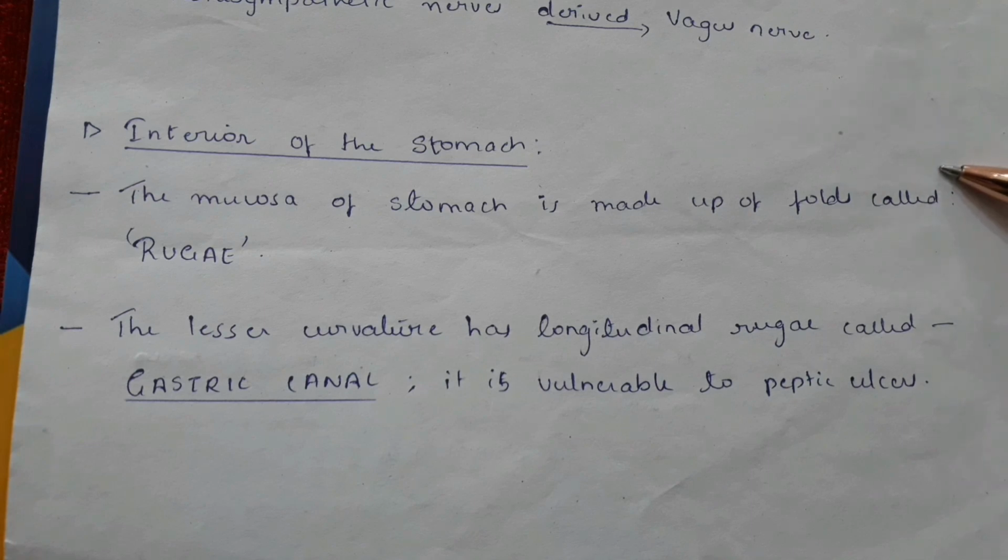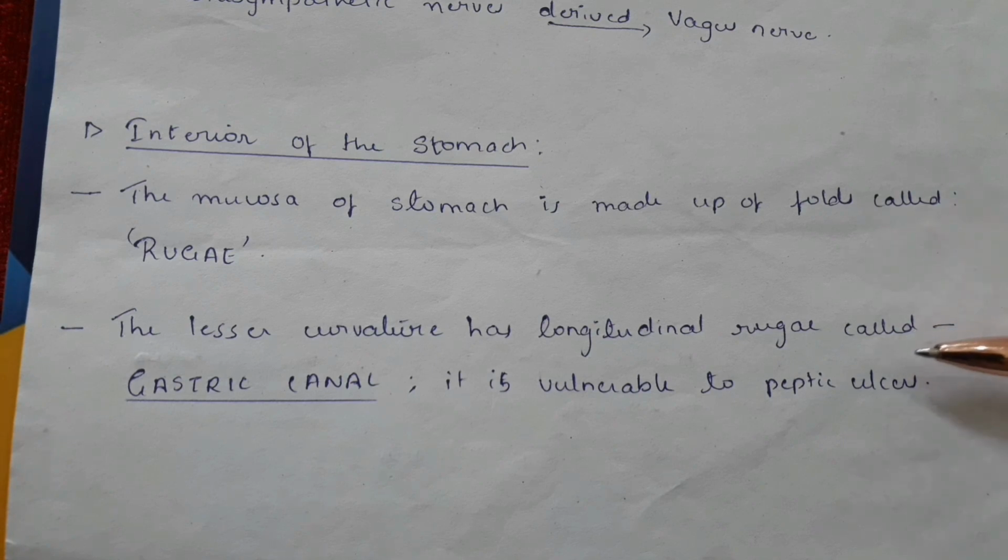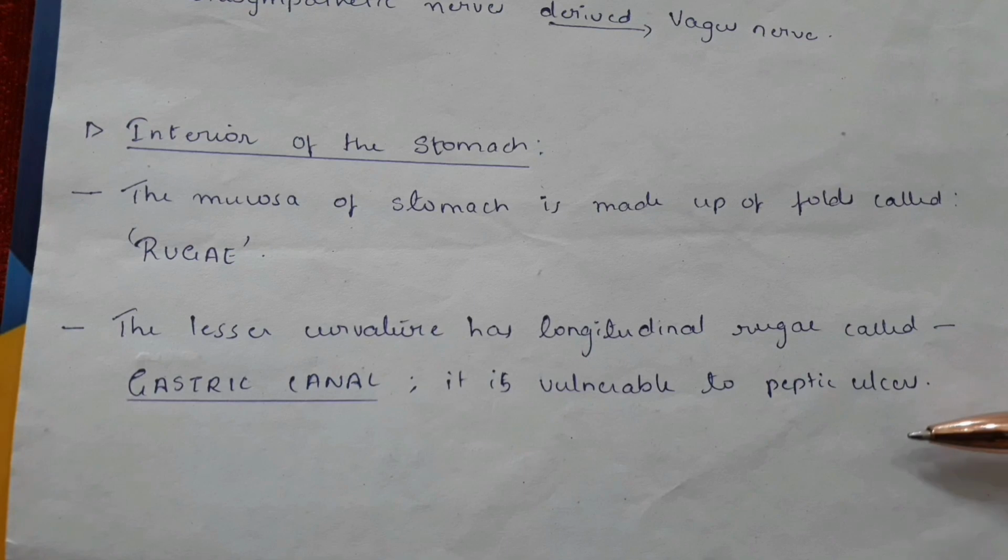Interior of the stomach. The mucosa of the stomach is made up of folds called the rugae. The lesser curvature has longitudinal rugae called the gastric canal. It is vulnerable to peptic ulcers.